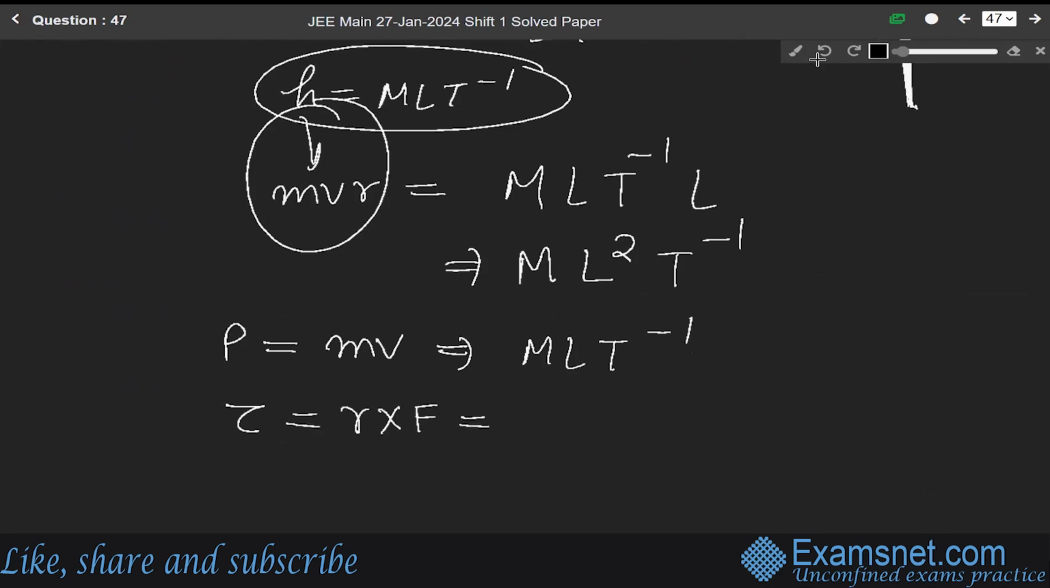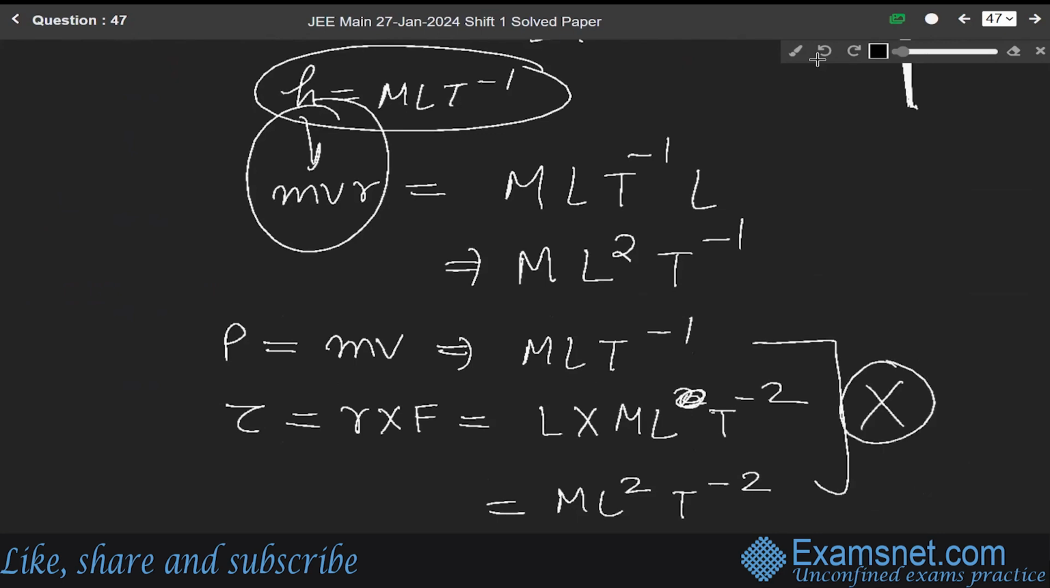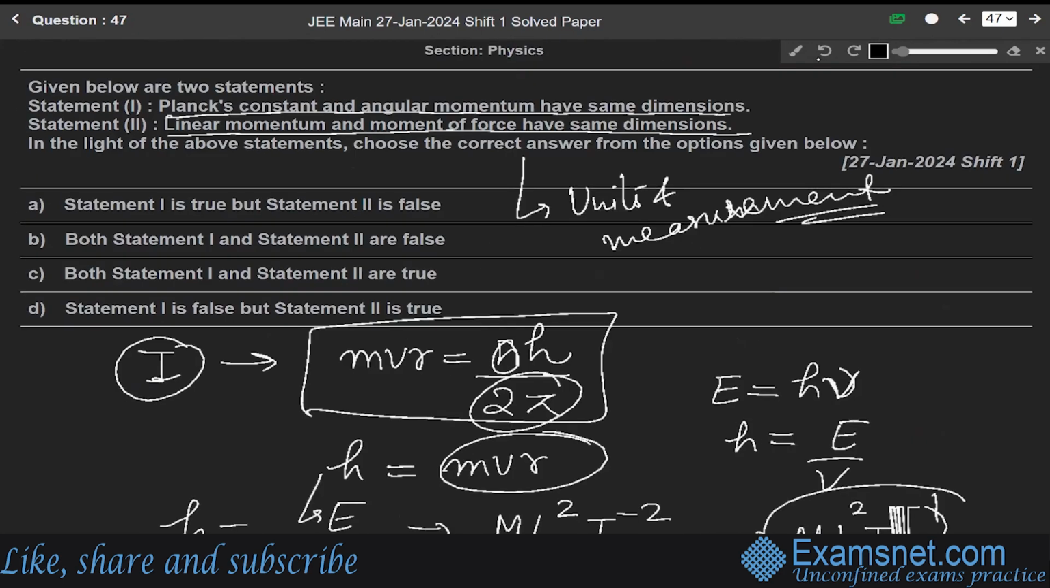It will be equals to L into MLT minus 2. So it will be equals to ML square T minus 2. So these two are not equal, means statement second is wrong. So the correct answer is answer 1, that is statement 1 is true but statement 2 is false. Okay.